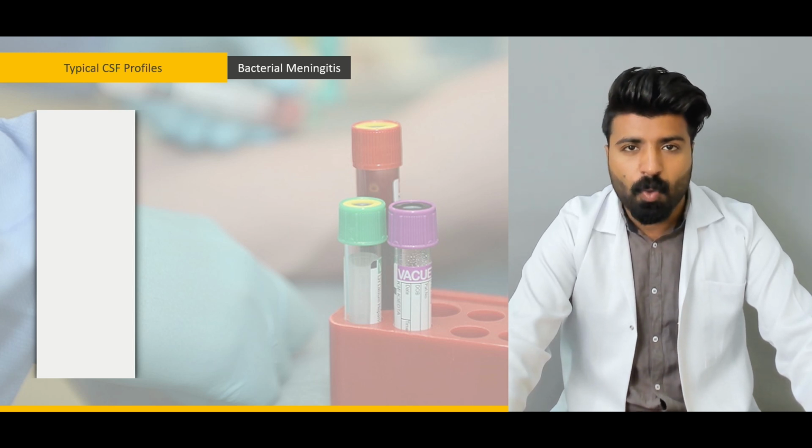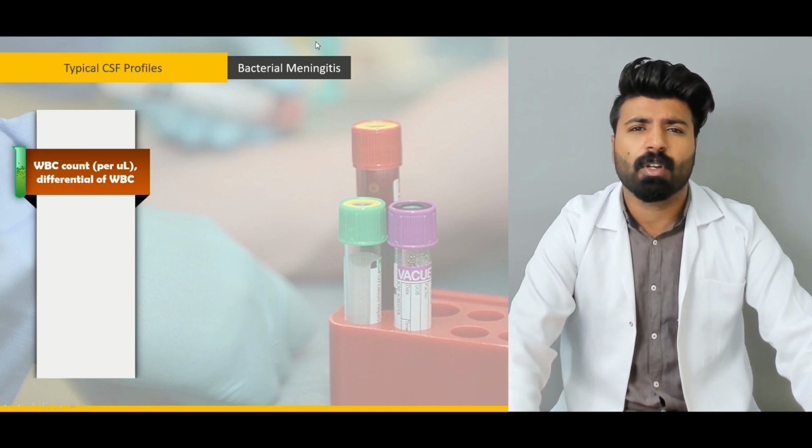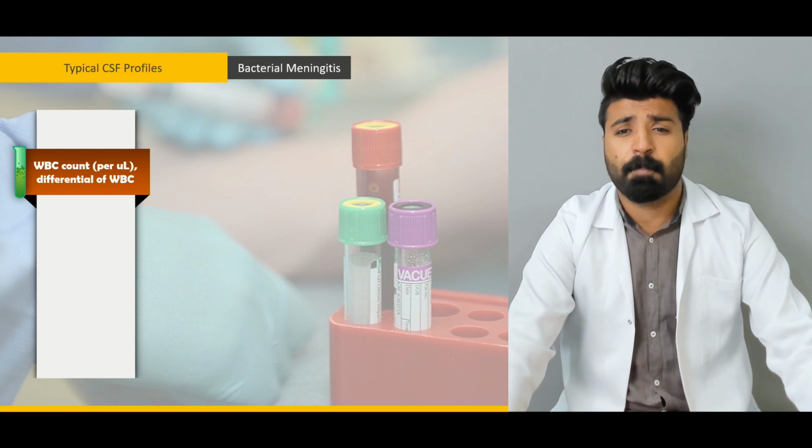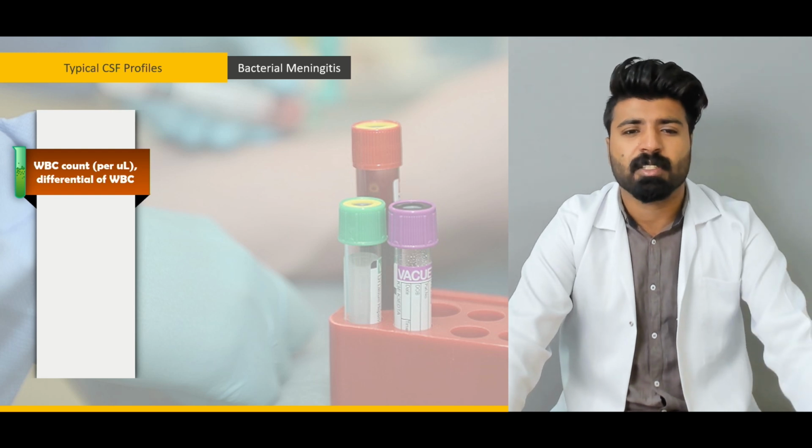And how do we know that it's bacterial? How do we know that we have to go for certain antibiotics? How do we know that we have to go for certain cultures to identify that organism and then start treating that organism so that we can treat this bacterial meningitis? What will it look like? This is the typical CSF profile that we're talking about regarding bacterial meningitis.